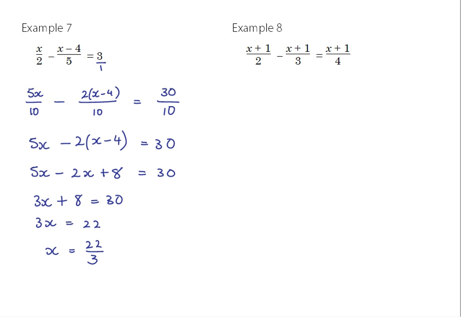Okay, last example. Again, we've got 3 fractions, all with different denominators. My common denominator here is going to be 12. So I'm going to rewrite everything over 12. The first fraction I've multiplied the denominator by 6, so I do the same to the numerator. In the second fraction I've multiplied the denominator by 4, so I do the same to the numerator. And in the right hand side I've multiplied the denominator by 3, so I do the same to the numerator. Don't expand, multiply everything by 12 first.